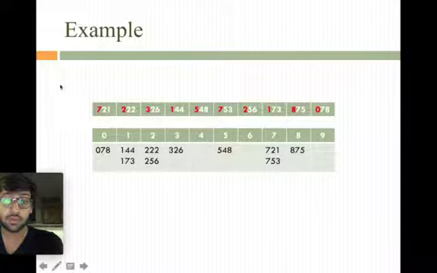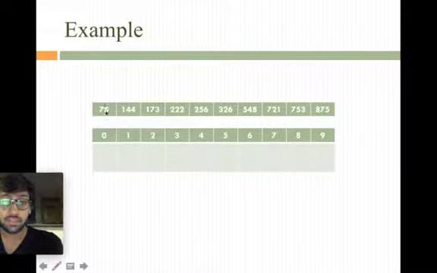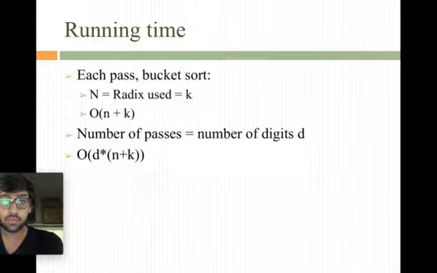So again, I start passing through from the left. The final sorted array that I will receive is 78, 144, 173, 222, 256, and so on. So as we see, after the three passes of the bucket sort, this is the array that I have received, and we can see that this is the sorted array. Now we're done with the example.